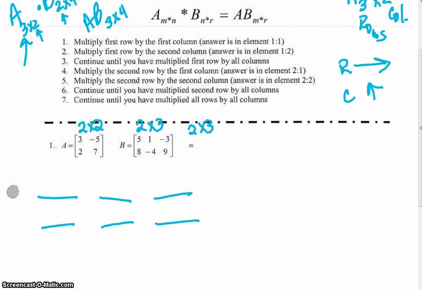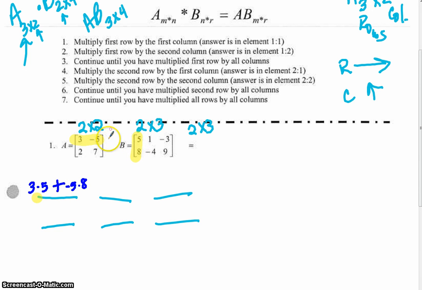You may want to get a highlighter for this. Sometimes it makes it easier. This spot right here that I'm fixing to work with, do you see that it is the first row, the first column? That means you're going to take the first row and multiply it by the first column. And so the way that's going to work is you're going to say 3 times 5, okay, 3 times 5 plus negative 5 times 8. So I take this row times this column. 3 times 5 plus negative 5 times 8.